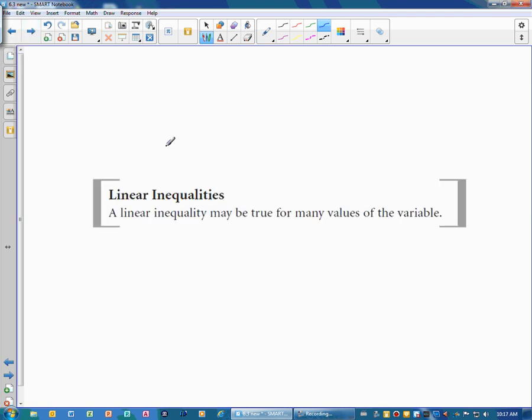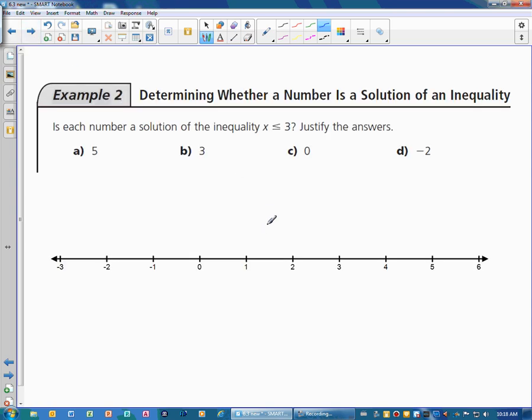Okay, next. Remember about linear inequalities? It says a linear inequality may be true for many values of the variable. So remember when we were talking about driver's license, it said you had to be at least 16. But 16 wasn't the only possibility. You could be 17, you could be 18, you could be 19. So that's the thing about inequalities: there's many things that can make it true. Not like equations where only one thing makes it true. Inequalities have a bunch of things they can possibly be.